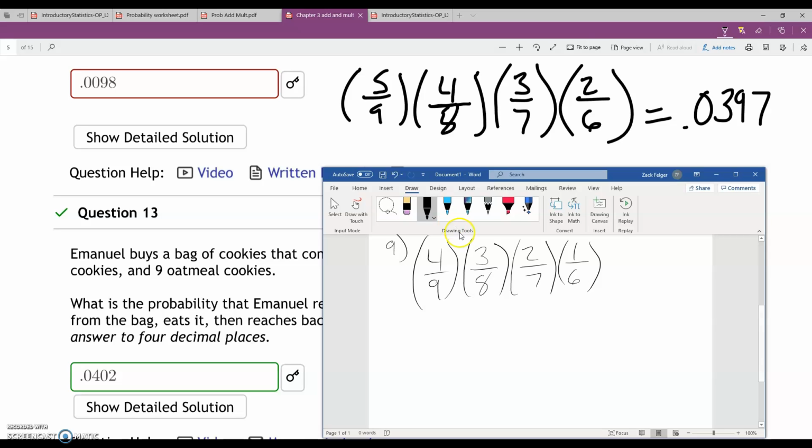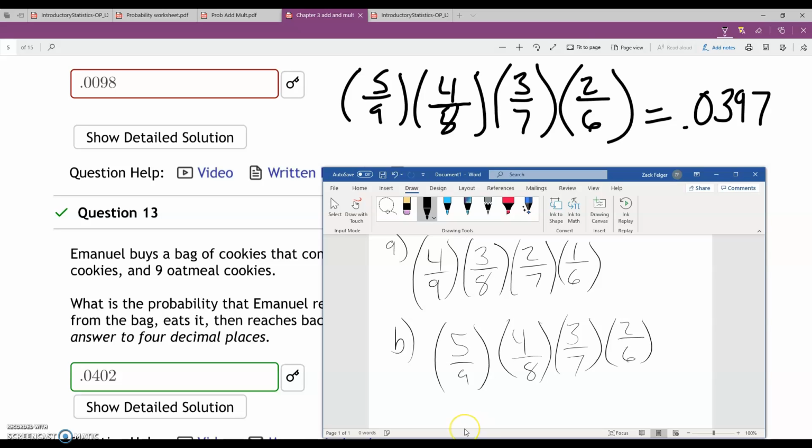So in this problem, we're just doing 5 out of 9. We're doing 4 out of 8, 3 out of 7, and 2 out of 6, multiplying them, and that's how we get our statistic.